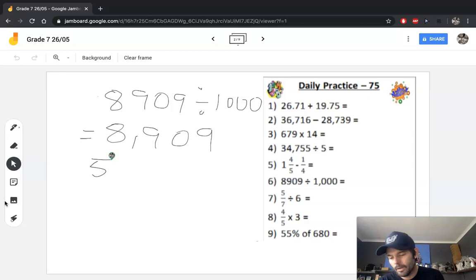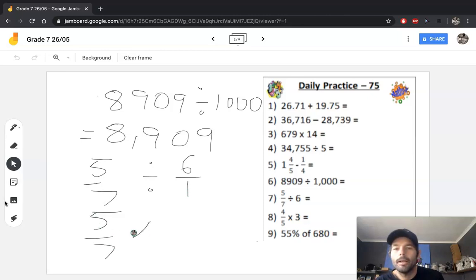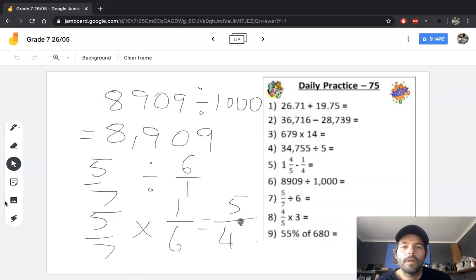5 over 7 divided by 6 can be written as 5 over 7 divided by 6 over 1. So we've got 2 fractions. Then we know that the division sign changes to multiply, and the fraction after the division sign gets inverted. And now we've got 5 times 1 is 5, and 7 times 6 is 42. So 5 over 42. Okay.